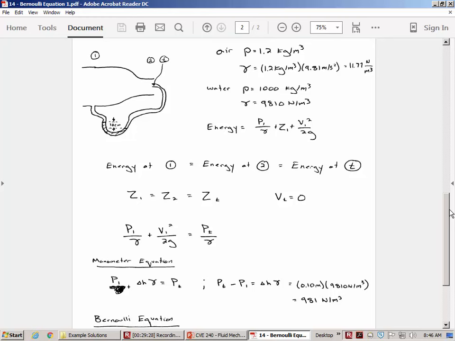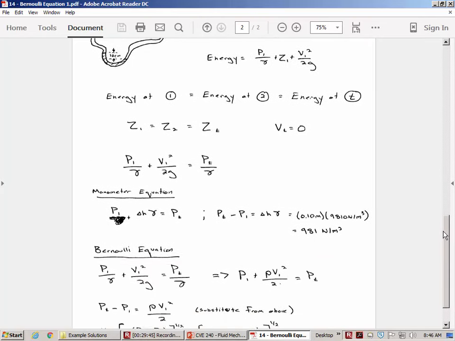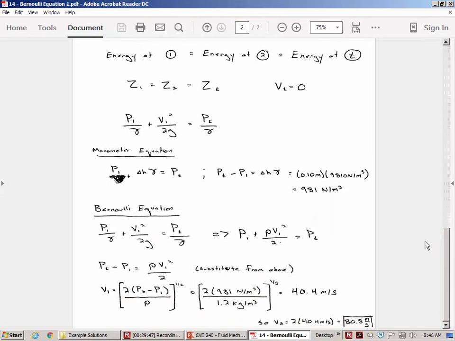And so the manometer equation is telling us the change in pressure between T and 1 is 981 newtons per meter squared. So that's the difference in pressure. Now we don't know the absolute pressure at either of them, but we just know that's how much the pressure change is. And so then we can substitute that pressure change into Bernoulli's equation.